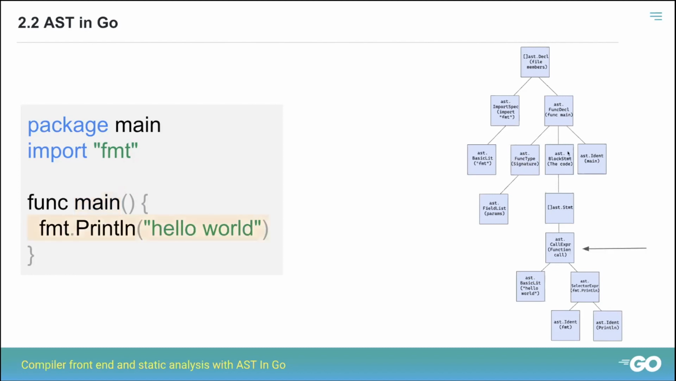And finally, we have the block statement. The block statement is the code itself. It's a list of statements, and it has one statement, which is a call expression, and it's this one. It has two branches. One is the parameters, the hello world, which is a basic literal as earlier. And on the other end, we have the selector expression, which is a special kind of function call, and it is made of the fmt package and the Println. So this is the AST of this program. It's very verbose. Any questions?